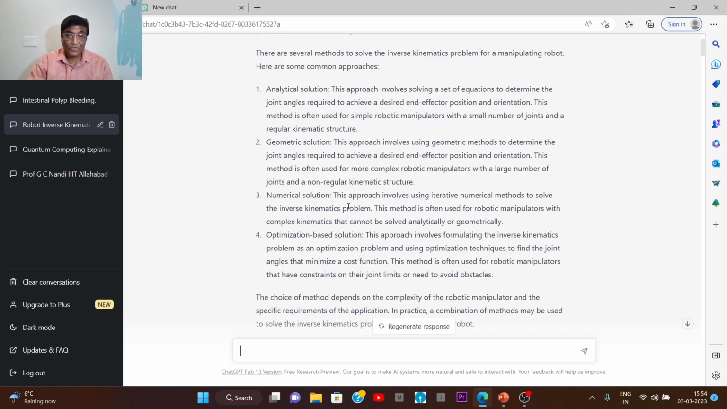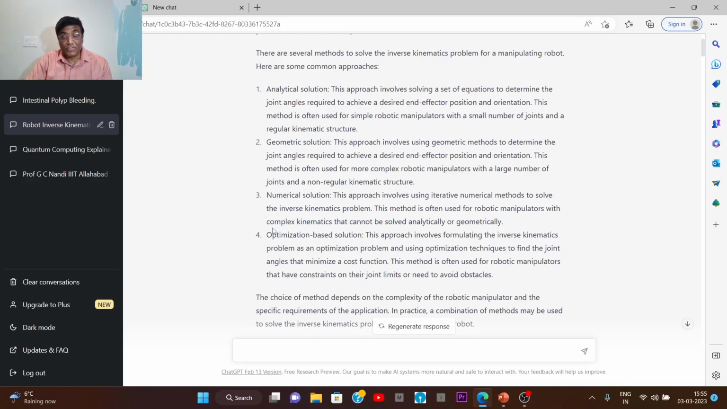The numerical solution, of course, when it is a redundant robot, meaning when the robot has many joints which is not required, just like our hand, then getting the kinematic solution is very difficult. And then my students know, or if you do not know, my lecture video clearly tells you what are the different numerical solutions in the robotics lecture of humanoid robot. There are so many algorithms which are written, but here it is telling correctly where to use numerical solutions. This method is often used for robot manipulators with complex kinematics that cannot be solved analytically or geometrically, right?